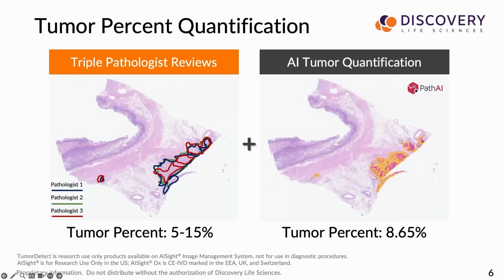on our tumor percentages. The picture on the left represents the workflow that we've been using for well over a decade, which is a triple pathology review. And generally, for this particular sample, we get ranges like 5 to 15% tumor, whereas our new AI quantification tools allow us to get very, very precise. So this exact H&E has 8.65% tumor.